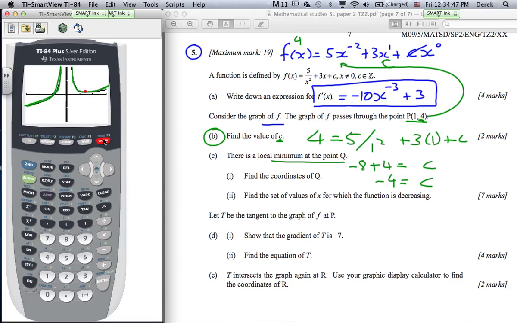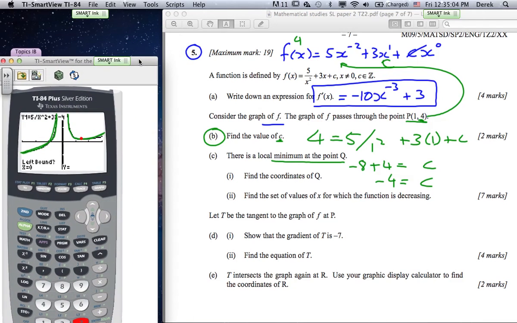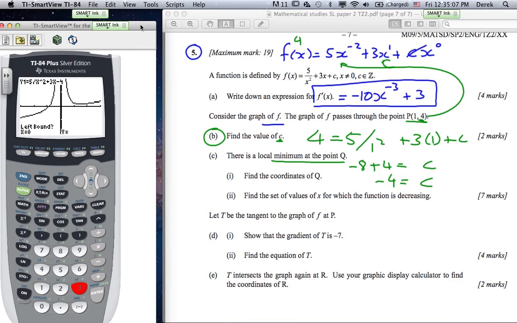So we go to second function calc, and we're going to do 3 because we're looking at the local minimum. I want to find the left bound, so I need to go along here and find the left bound. Here it comes down here, so I'll stop over there. That's probably the left bound, and I'll say enter, and then I find the right bound. So I've got to go past that local minimum. There we are, I've gone past it, and I say guess.